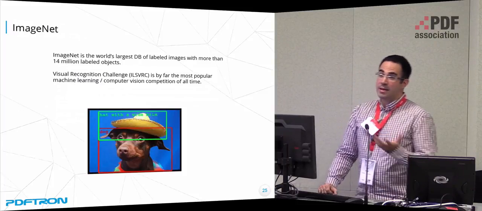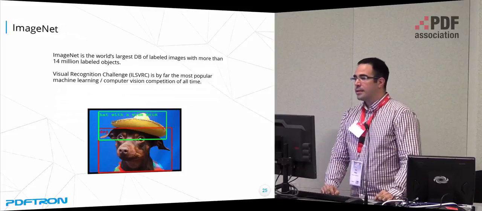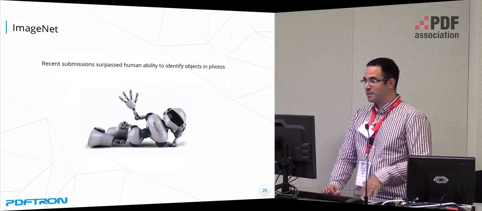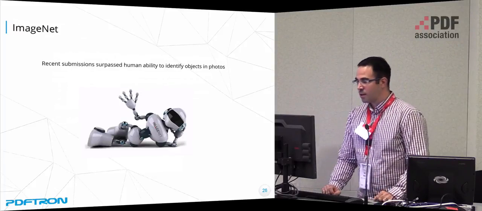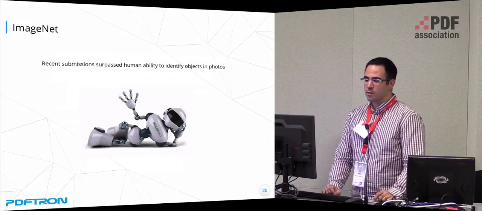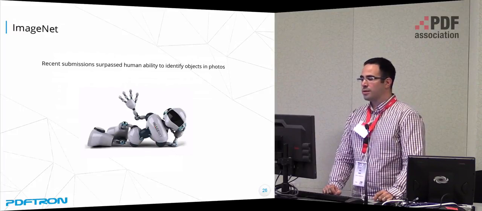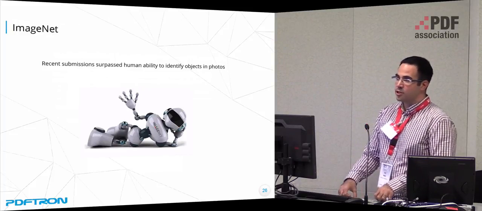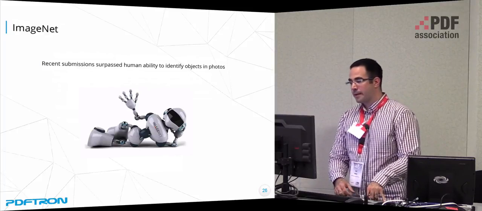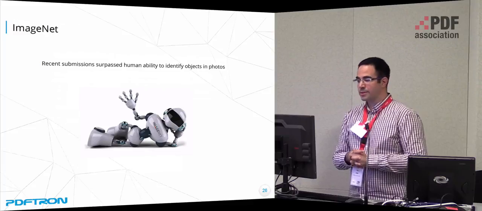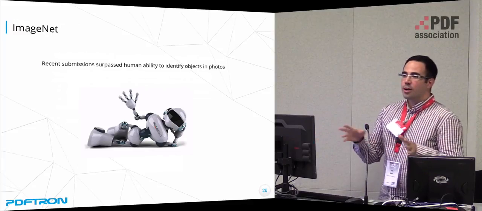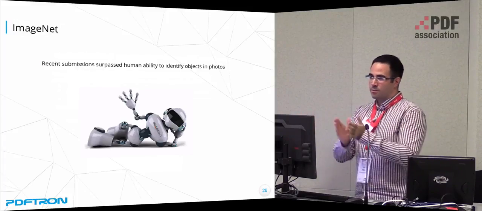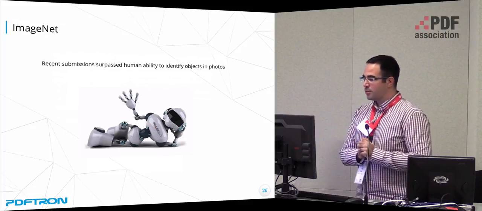Now the interesting or amazing part of all of this, for me personally, is that recent submissions exceeded human ability to identify objects in photos. So a recent submission, just a few months ago in February, from Google and Microsoft achieved an error rate of 4.8% on the image classification task, compared to the error rate for humans, which is on average around 5.1%. Now we can go into arguments. Okay, human error rate is not a fixed point, but a range.